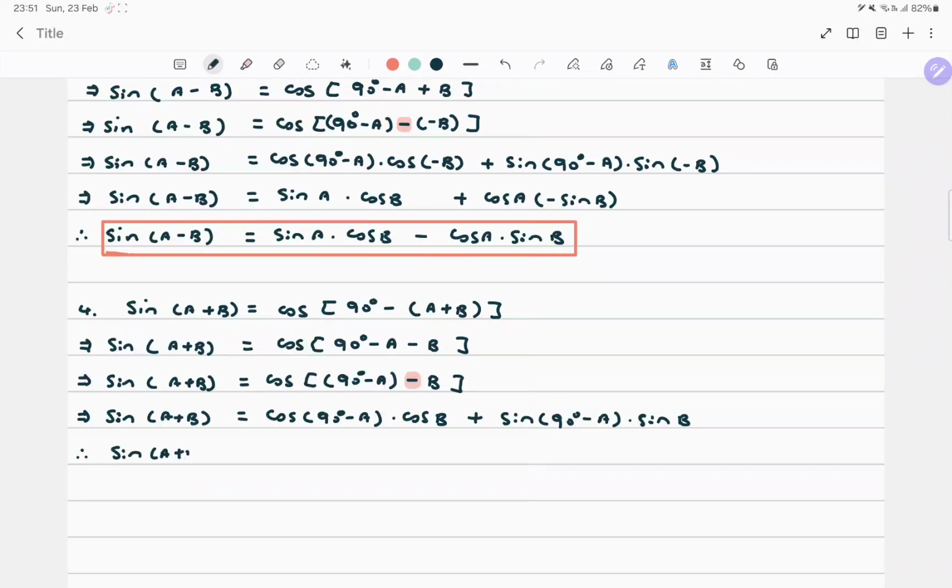Sine of A plus B is going to be, what is this? This is sine A using co-ratios times cos B plus, co-ratios here is going to be cos A sine B. And that's the identity when the situation is like that.